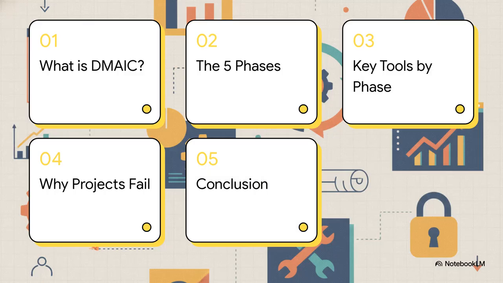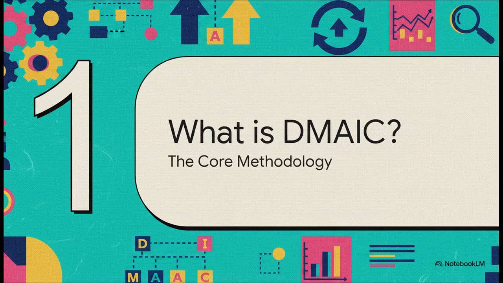Here's our quick roadmap for today. 1. What exactly is the DMAIC method? 2. The 5 implementation phases. 3. Key tools used by phase. 4. Why these projects so often fail. And 5. A conclusion on the future of operational excellence. All right, let's dive right into Section 1.